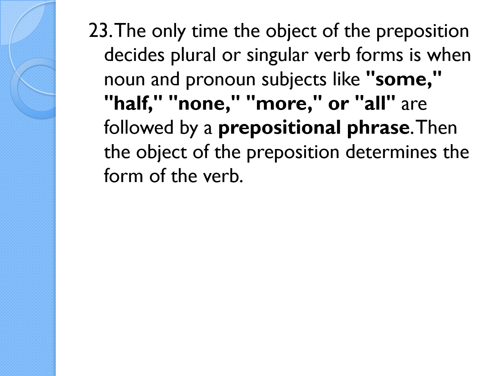Then, the only time the object of the preposition decides plural or singular verb forms is when noun and pronoun subjects like some, half, none, more, or all are followed by a prepositional phrase. Then the object of the preposition determines the form of the verb. So we have to remember this, guys. If we have pronoun subjects like some, half, none, more, or all, we have to consider the prepositional phrase.